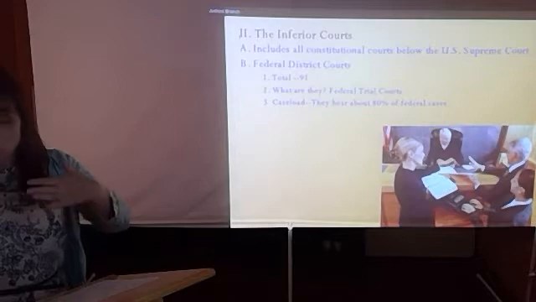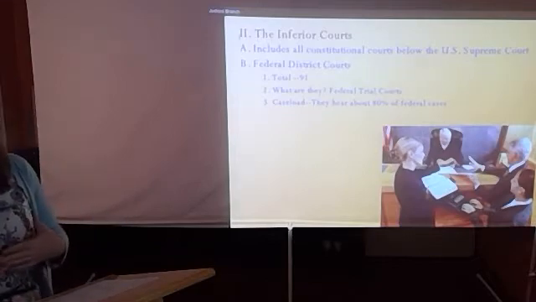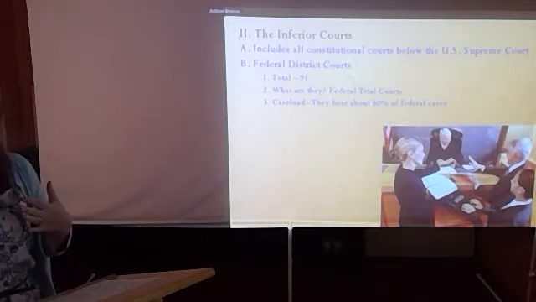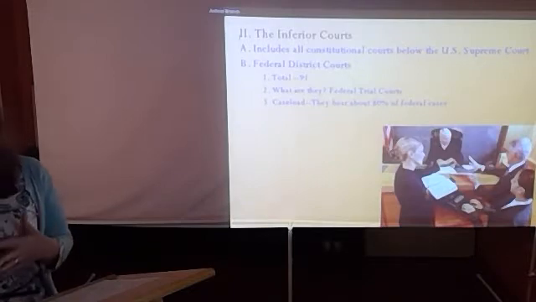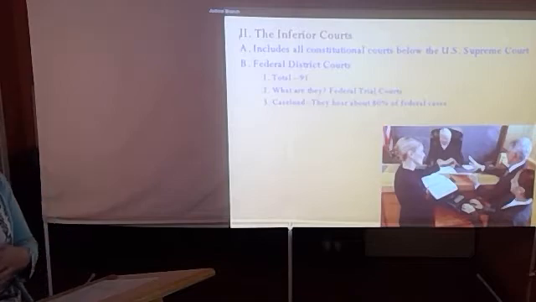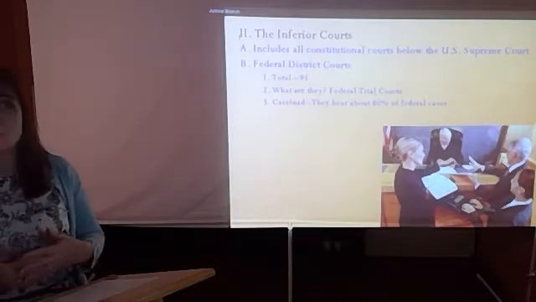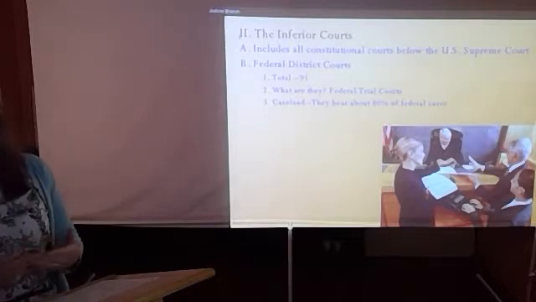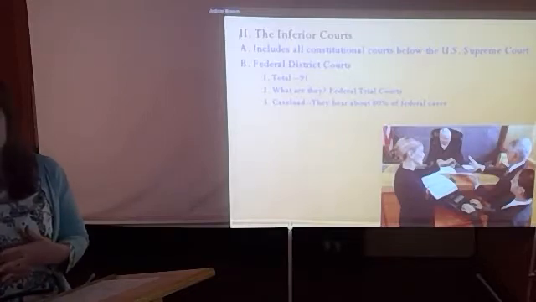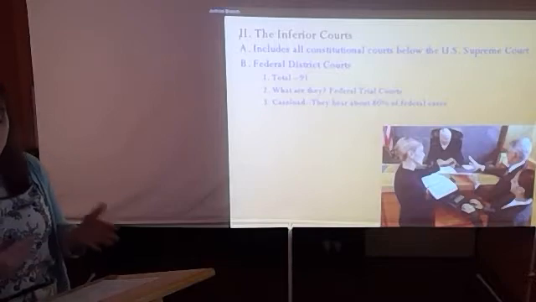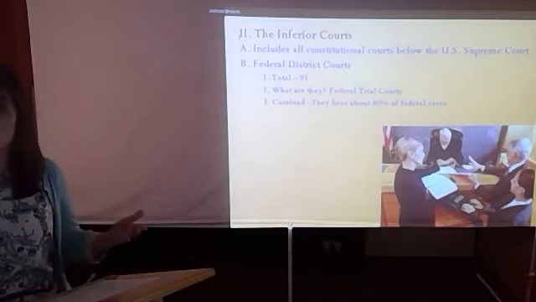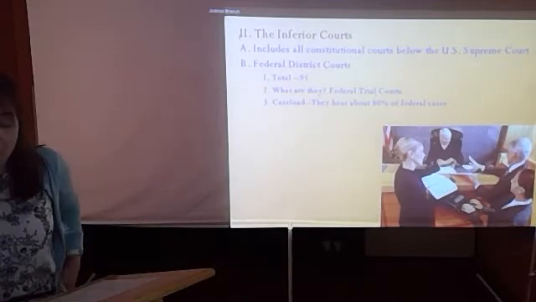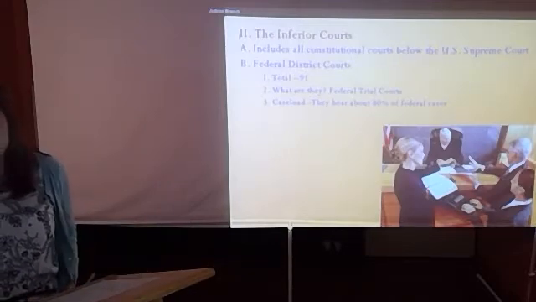Inferior courts, which are courts below the U.S. Supreme Court. You have several different types. You have the federal district courts, and right now we have 91 of those, and these are the federal trial courts. So if you break a federal law, or if there is a lawsuit that the federal government has jurisdiction over, then it will go to one of these district courts. It will go to the district court of which the parties are a member. This is where about 80% of the federal cases are heard.